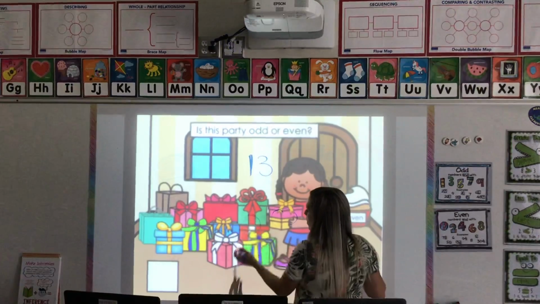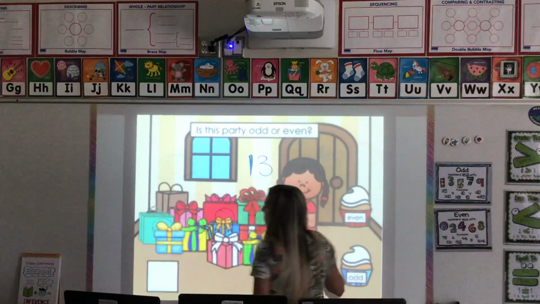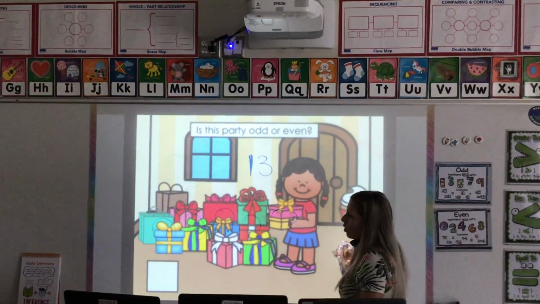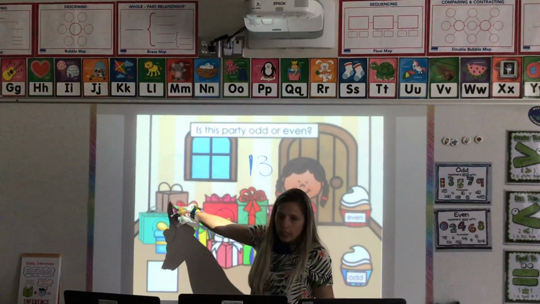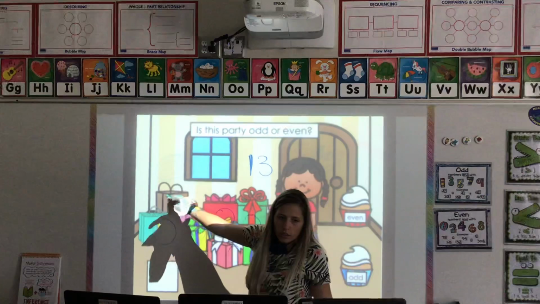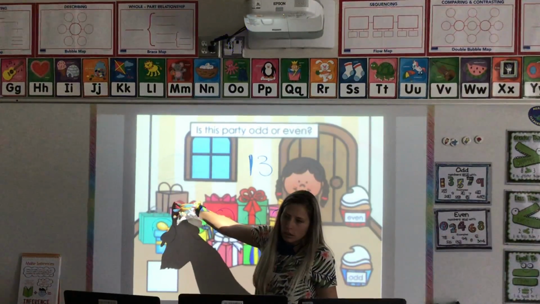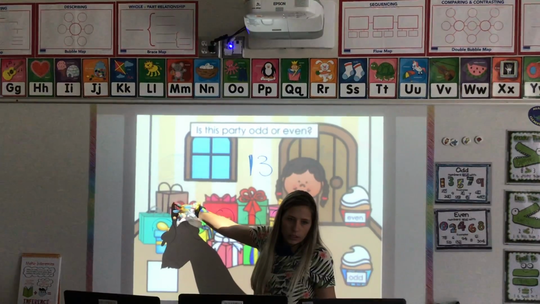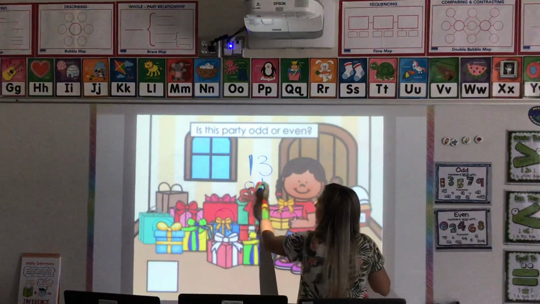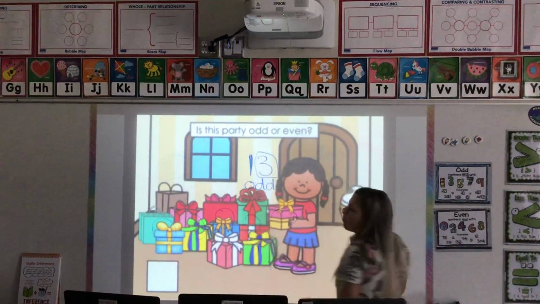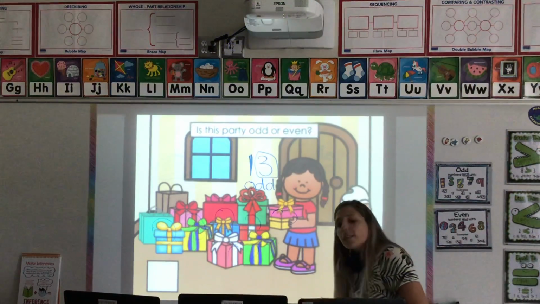1, 2, 3, 4, 5, 6. I made 6 groups of 2, but what's left over? He doesn't get a partner. So if he doesn't get a partner, he's what? Even or odd? He's odd. Odd. He ends in a 3. 3s are odd. We just counted them. 1s, 3s, 5s, 7s, 9s.